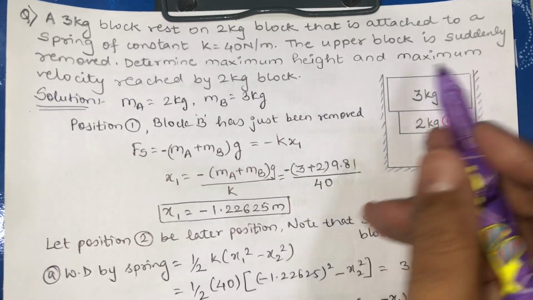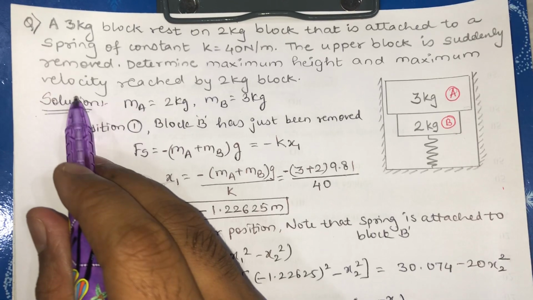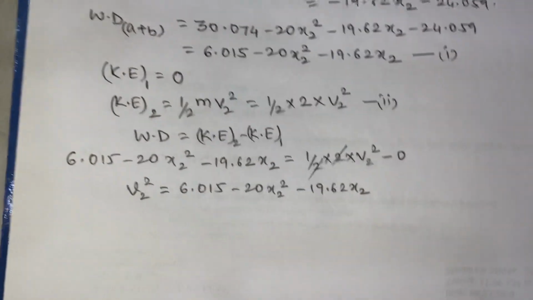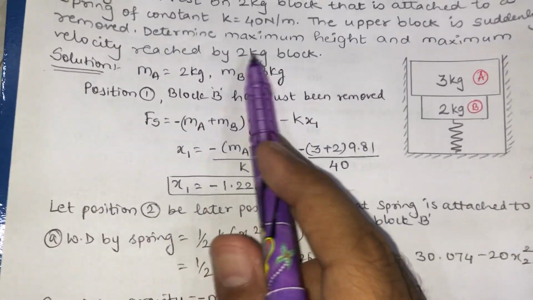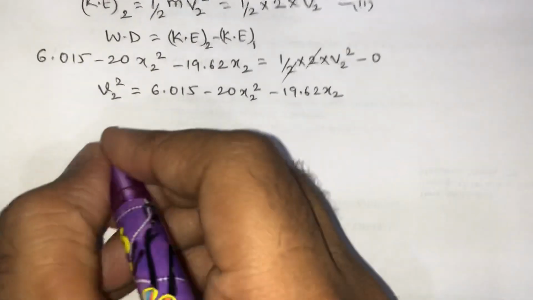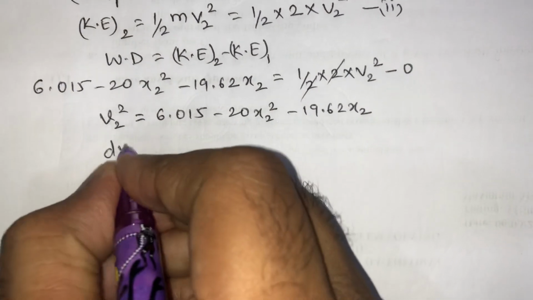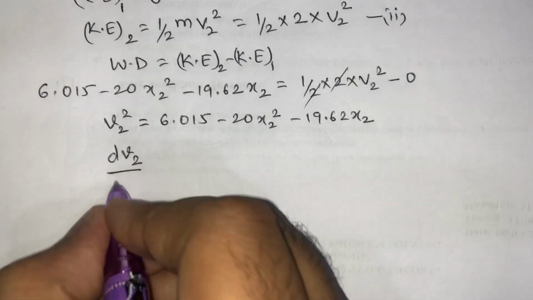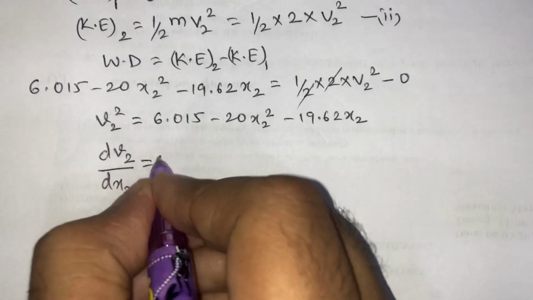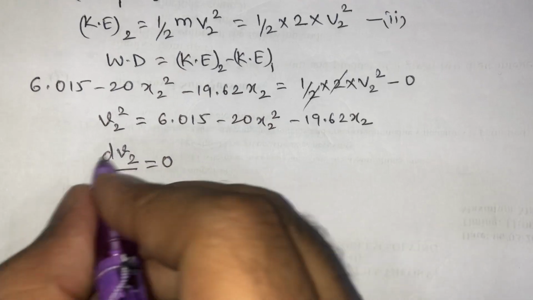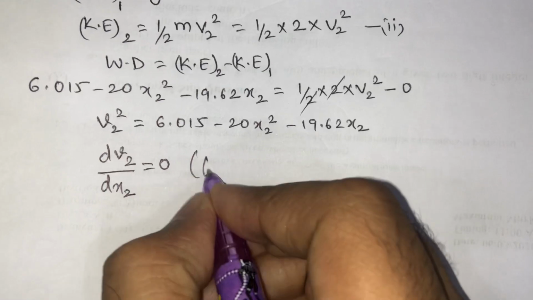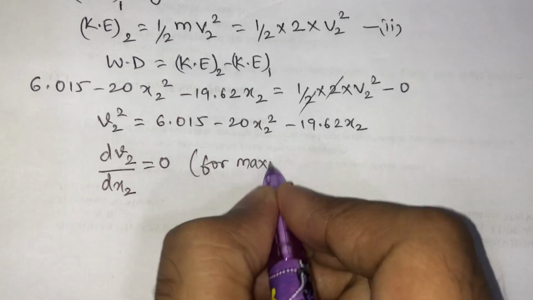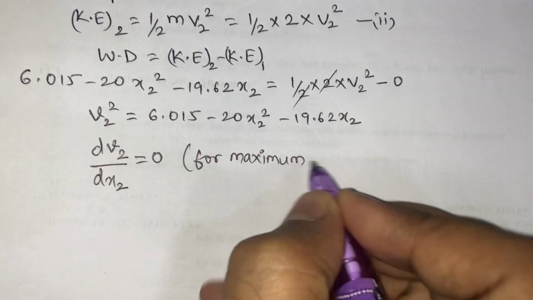Now the question says that we need the maximum velocity. So if I want to go with the maximum velocity as well as the maximum height, in that case I write the derivative dv2 by dx2 equals 0 as the maximum condition. I'll just write the above equation here for the maximum.